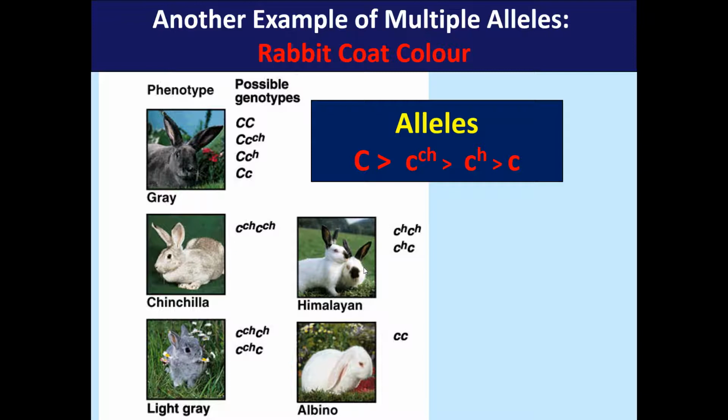Rabbits also have multiple alleles that code for their coat color. We can see gray has a capital C. It is most dominant. Next in line is chinchilla. That is a color of rabbit. And then Himalayan, and then albino.